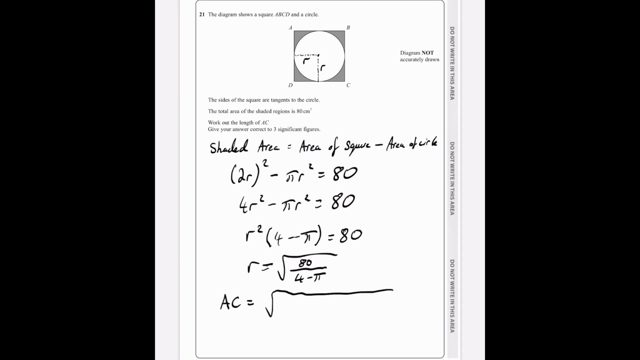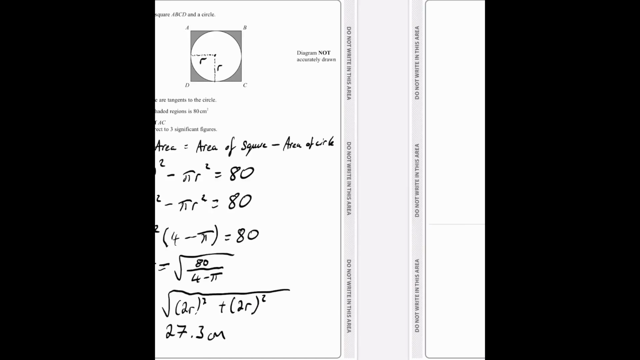Anyway, the length AC using Pythagoras: the two shorter side lengths are going to be 2 lots of r, where r is the number we've already calculated. When you plug all that into your calculator, it comes out as 27.3 centimeters for the diameter of the square.